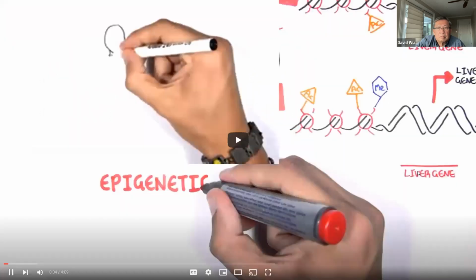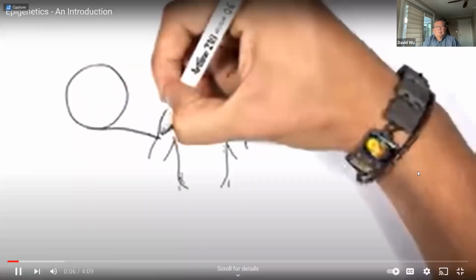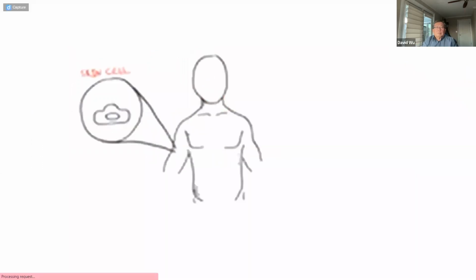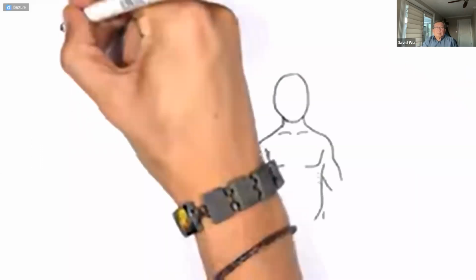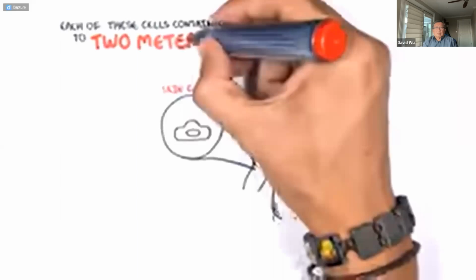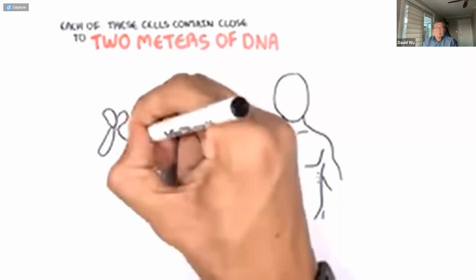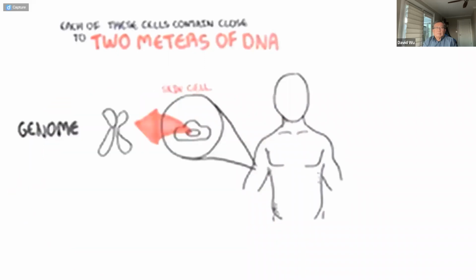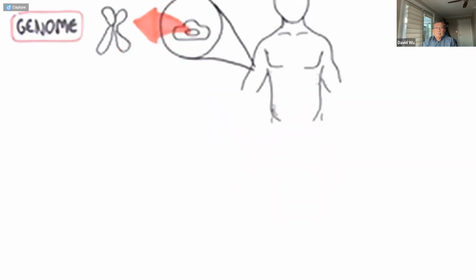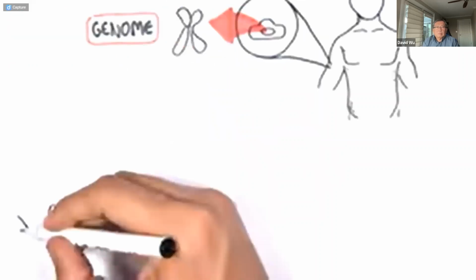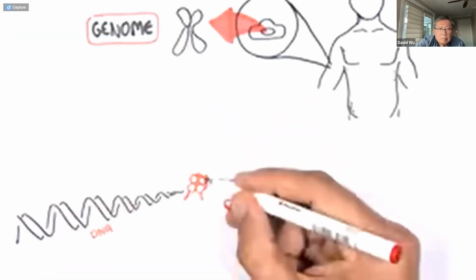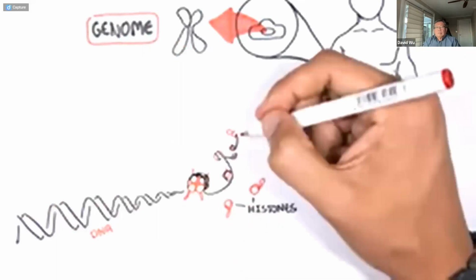There are over 100,000 skin cells in 1 square centimeter of skin. Each of these cells contain close to 2 meters of DNA, which contain our genetic information. All the genetic material in our body is called a genome. Because our DNA is very long, cells package up their DNA together with proteins known as histones. The DNA and protein complex is known as chromatin.